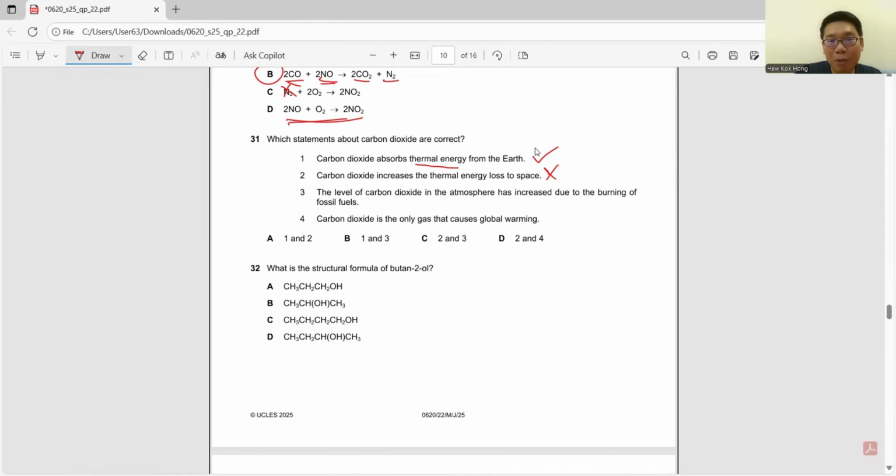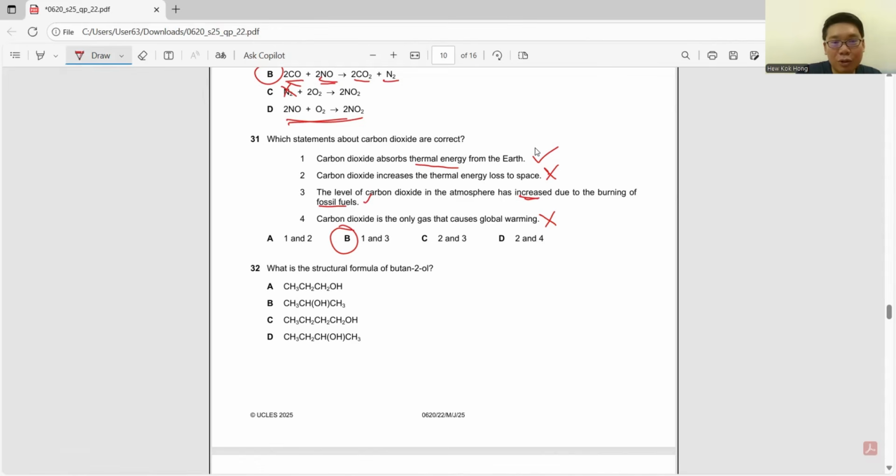Number 3, the level of carbon dioxide in the atmosphere has increased due to the burning of fossil fuels. Yes, because fossil fuels contain carbon, so when we burn them, it will form CO2. Carbon dioxide is the only gas that causes global warming. No, actually we have more, we have methane, we have others. So only 1 and 3 are correct.